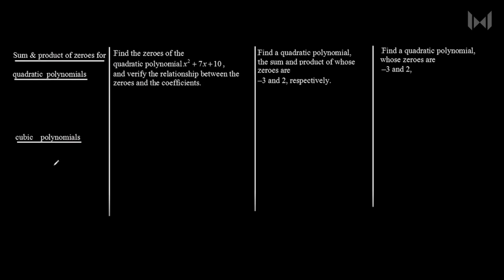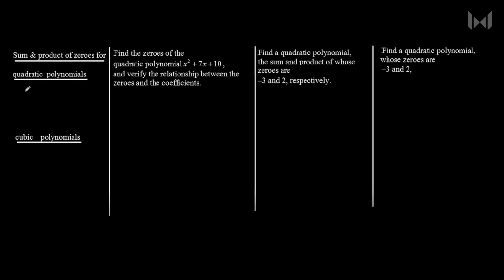Hello, in this video we are going to discuss how to find the zeros of a quadratic polynomial and how to verify the relationship between the zeros and its coefficients. Now, for a quadratic polynomial, we know because the degree is 2, there can be only 2 zeros, and so what we do is we consider the zeros to be alpha and beta.